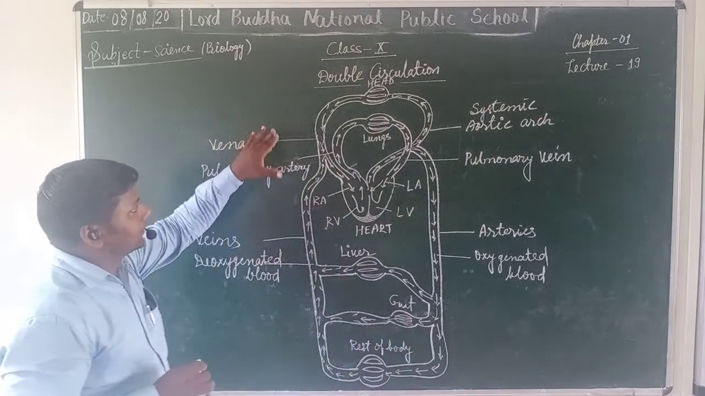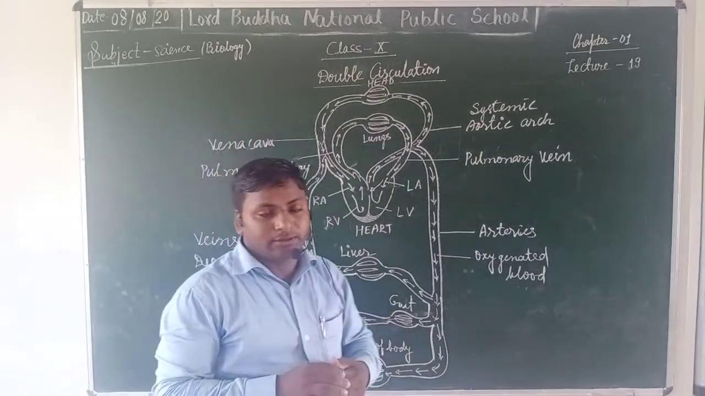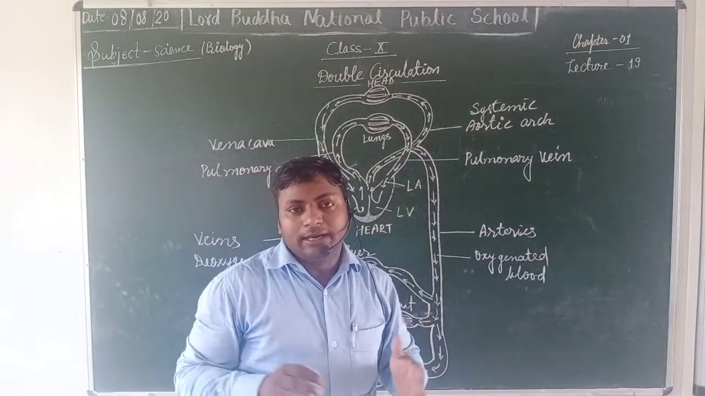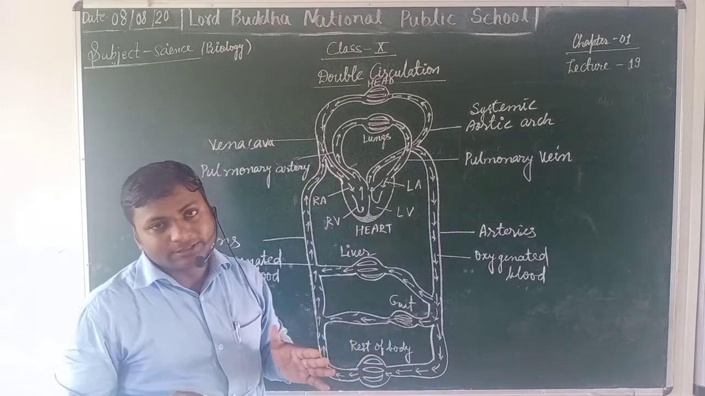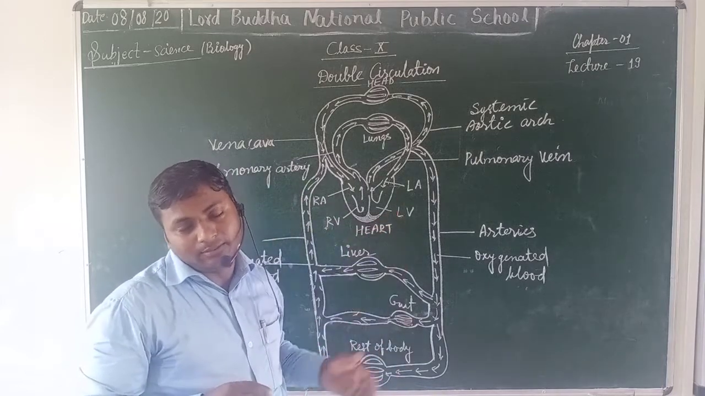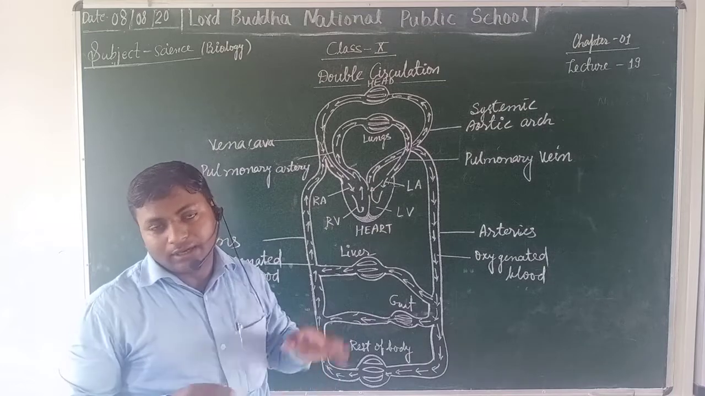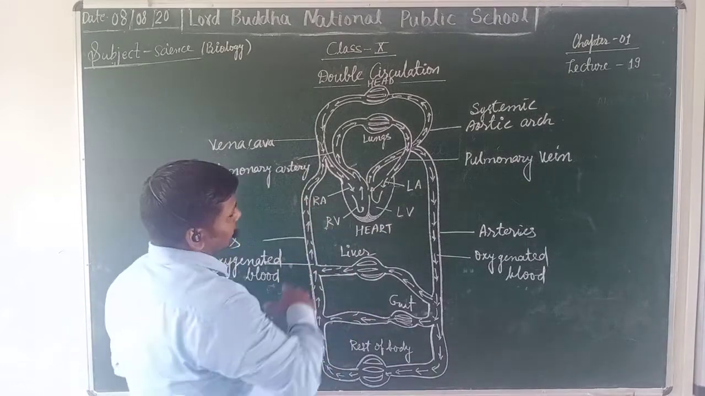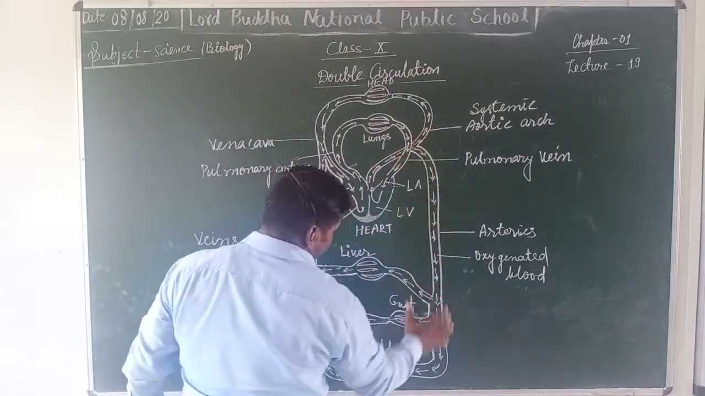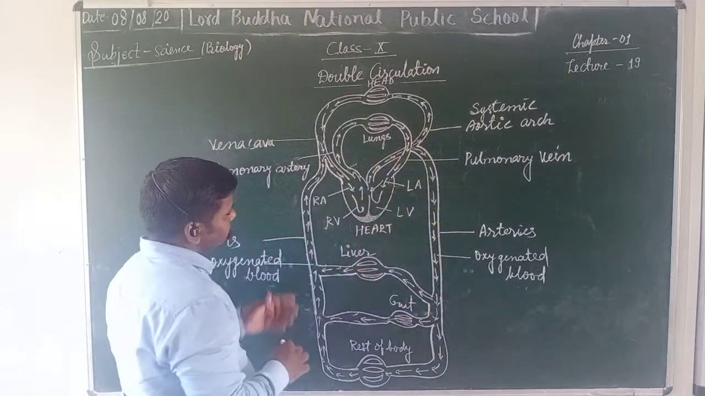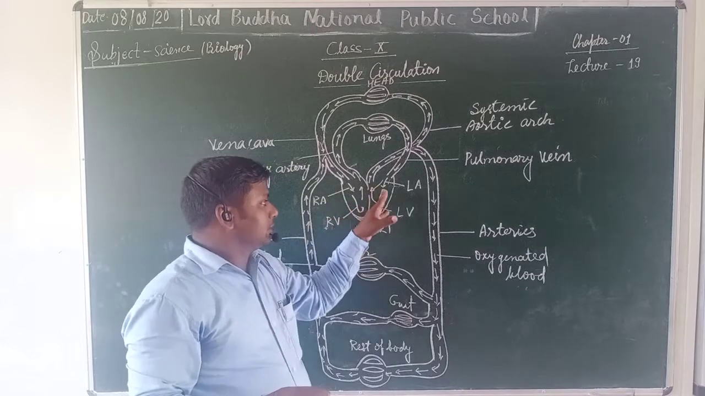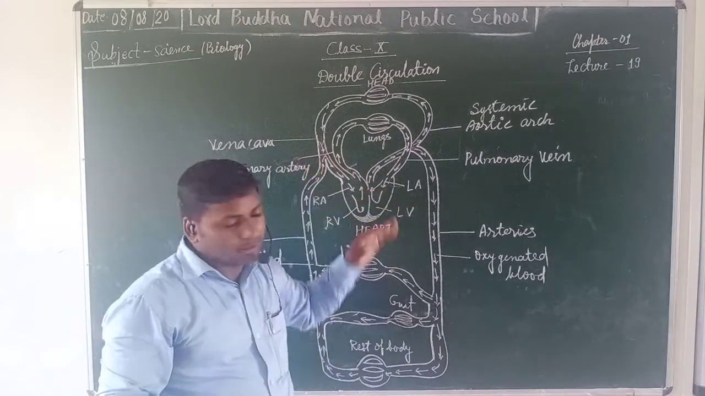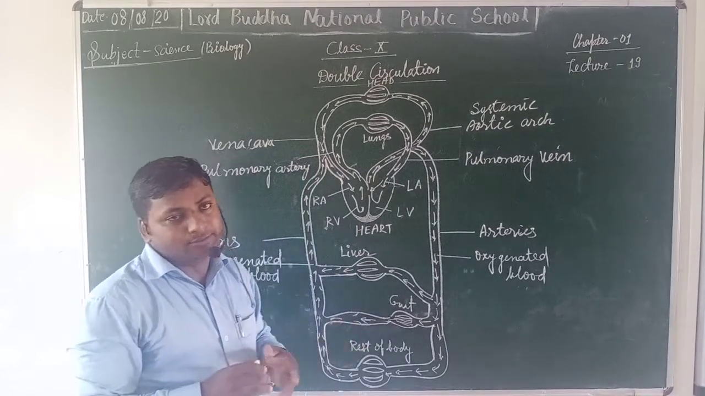Once again, I want to explain double circulation. Inside our body, the venous blood and the arterial blood never mix, because in the right half of our heart always flows the deoxygenated blood, and in the left half always flows the oxygenated blood. This is due to the presence of valves in the right half and the left half of our heart.